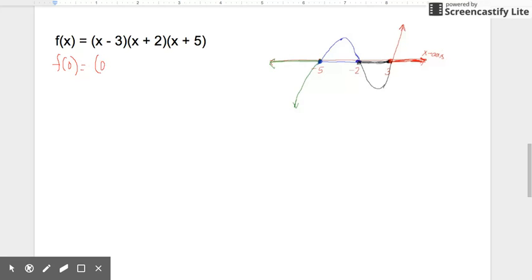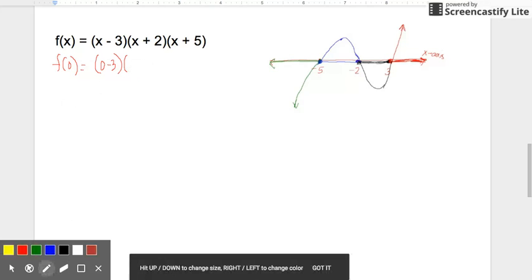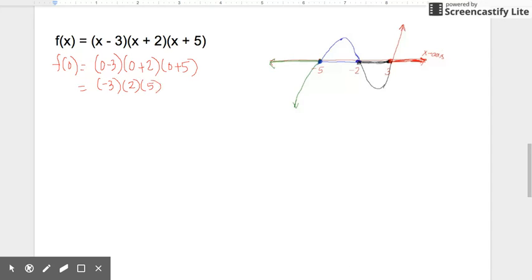So we'll have here 0 minus 3, 0 plus 2. Okay, 0 plus 2, 0 plus 5. And this gives me negative 3 times 2 times 5. So therefore, f of 0 is negative 30. This is the y-intercept. So now we got our x-intercepts and the y-intercept.